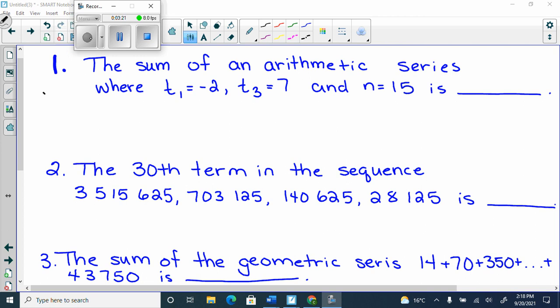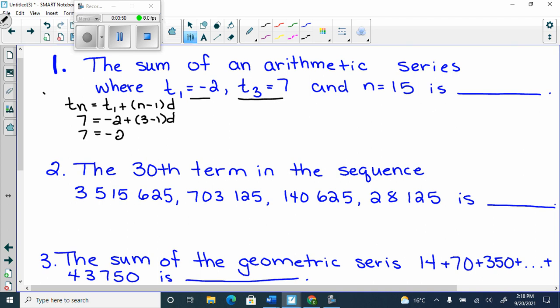So the Tn formula is Tn equals T1 plus n minus 1 d. I don't know d. Now, what I can do is I can use T1 and T3, can't I? And just count 3 terms, not 15. So I'm going to do my last term as T3. So I'm going to do 7 equals my first, which is -2, plus 3 minus 1 times d. So I get 7 equals -2 plus 2d. Add 2. 9 equals 2d. Divide by 2. And d equals 4.5.